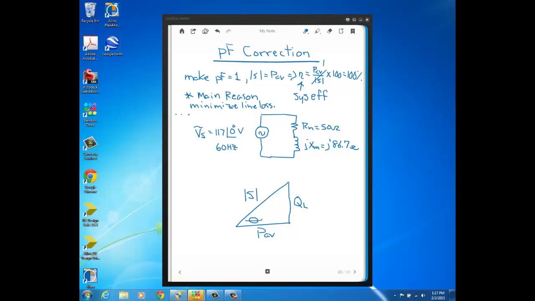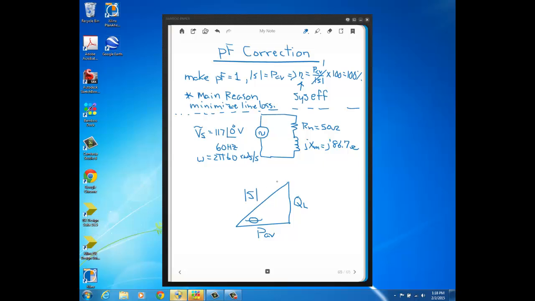So underneath the dashed line here is a problem where we have a source, 117 RMS volts at 60 hertz, which means omega is 2 pi 60 rads per second. And this resistor and inductor, this non-ideal inductor, represents a motor. As you can see here, the resistance of the motor is 50 ohms and the reactance of the motor, XM, is 86.7 ohms.